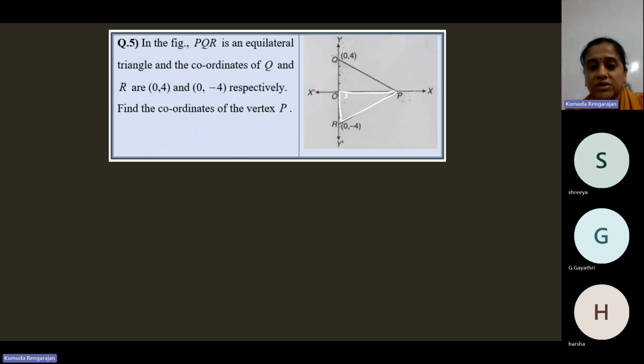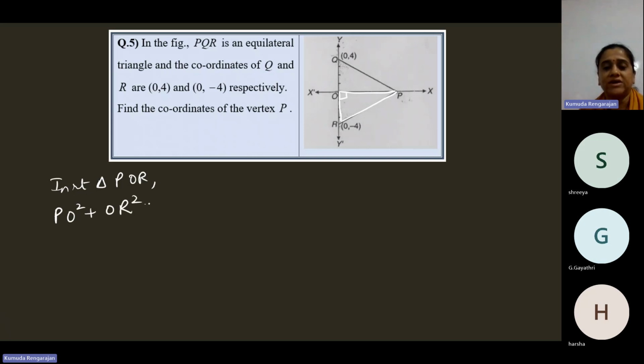So tell me Pythagoras theorem in this triangle. In right triangle POR, by Pythagoras theorem, PO square plus OR square is equal to PR square. PO we don't know, we have to find. Plus OR is 4. Now you will say it's -4, why are you writing 4? Distance is 4. The marking is -4, but the distance is only 4.